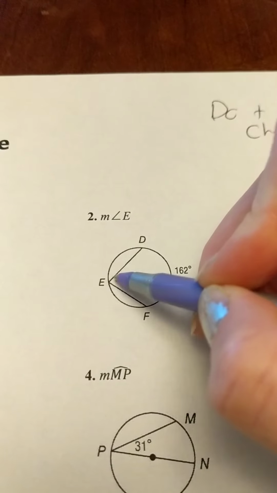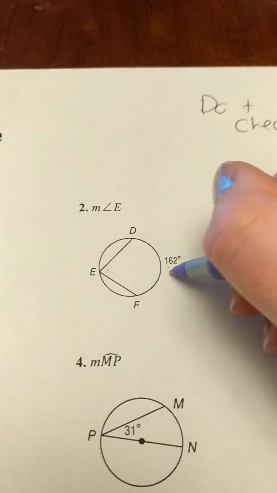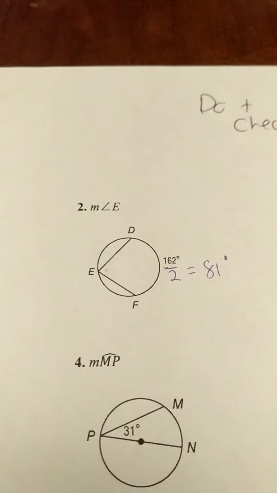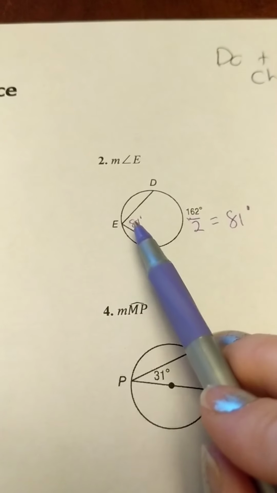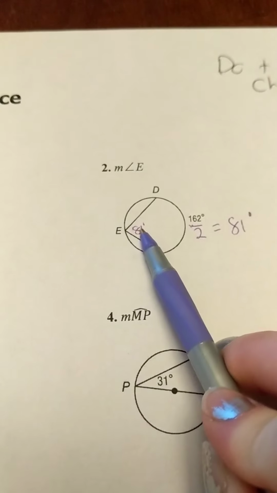We are asked to find angle E. So we see that angle E is inscribed, so we're just going to cut that in half and get 81 degrees for angle E. So this angle right here is 81. Again, the relationship is if the arc is 162, we just divide by 2 to get 81.